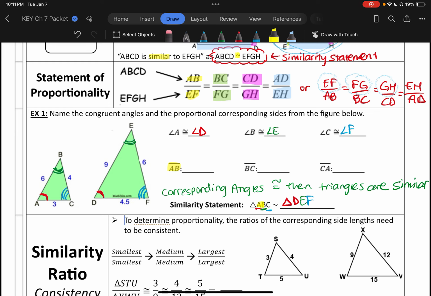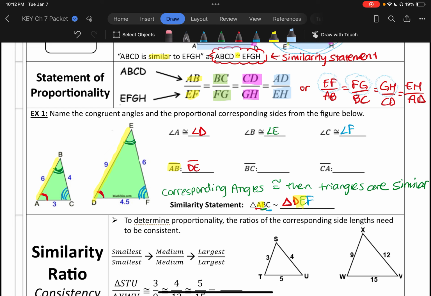What does AB correspond to in the second triangle? Well, it corresponds to DE. So AB corresponds to DE. And if I mark that in the picture, we see that that makes sense. AB and DE go together because those sides connect the red and the green angle in both triangles based off of how we color coded it.